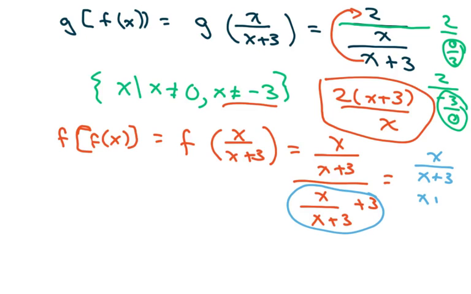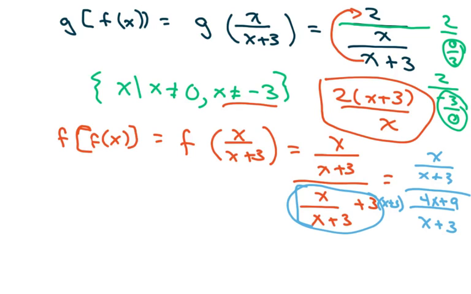Basically when you simplify this, our common denominator is x plus 3. So when you write this, you're going to multiply this by x plus 3. So what you're going to get is 4x plus 9 to have the common denominator.